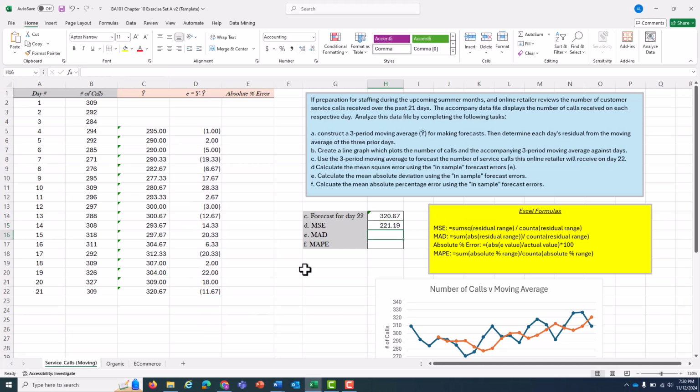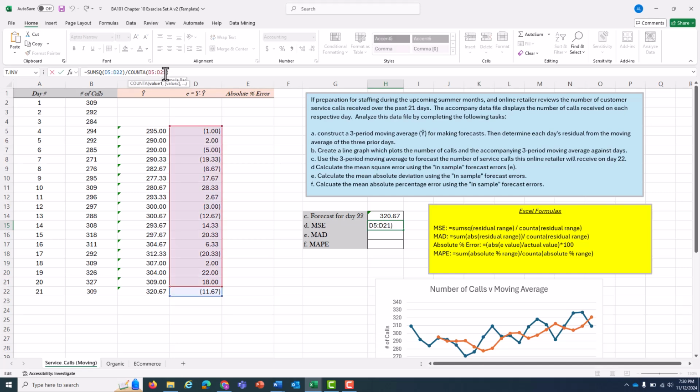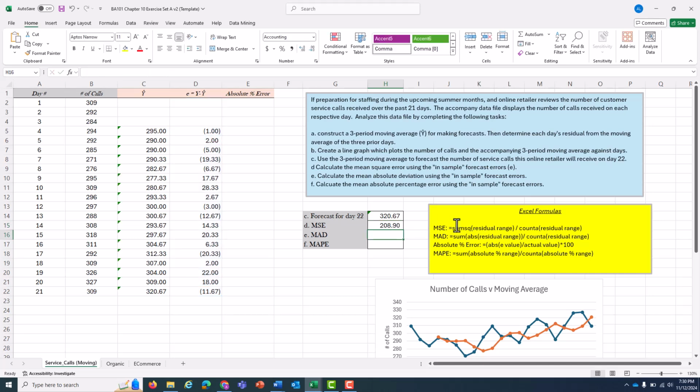And we come up with 221.19. I missed one in this one, sorry. That's supposed to go to cell D22, not D21. You fix that situation. D22, there we go. That looks better. 208.90.